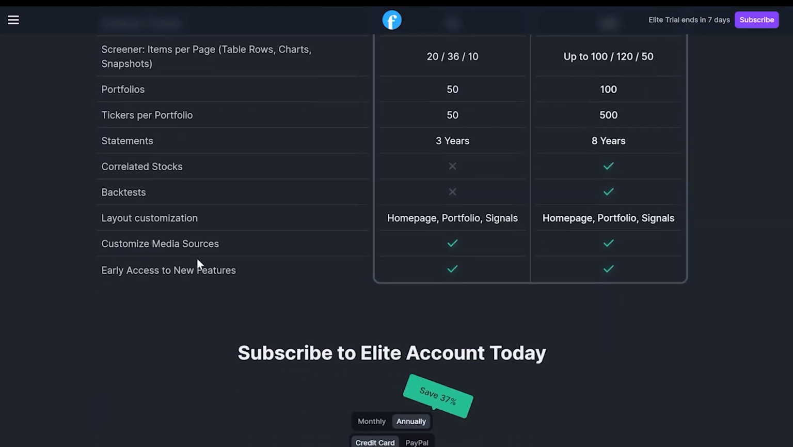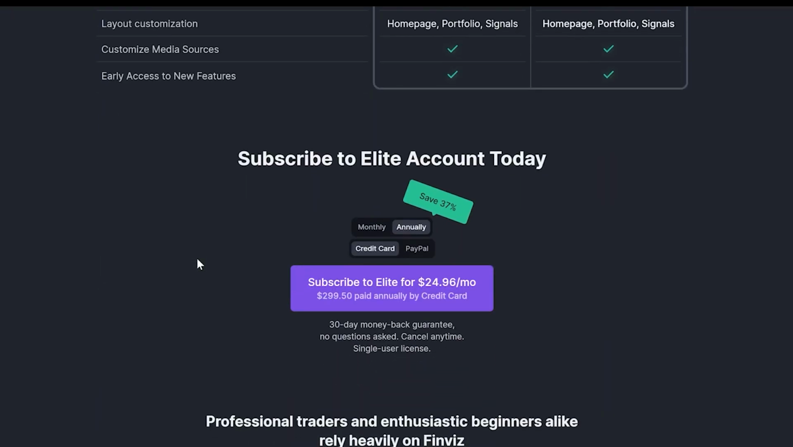Finviz Elite gives you access to real-time data as well as all of the features of the platform, including the backtester. And that costs $24.96 per month or $299.50 per year. You get a 7-day free trial when you create a Finviz account. So it's really easy to try out Finviz Elite and see if it's right for you.